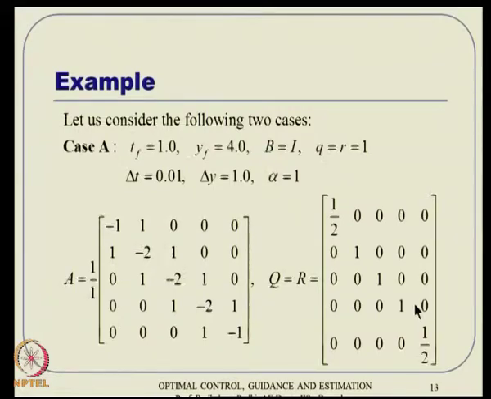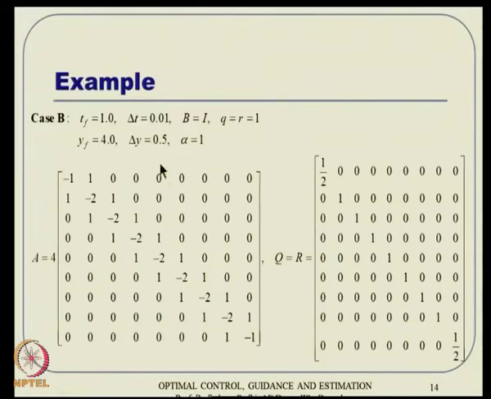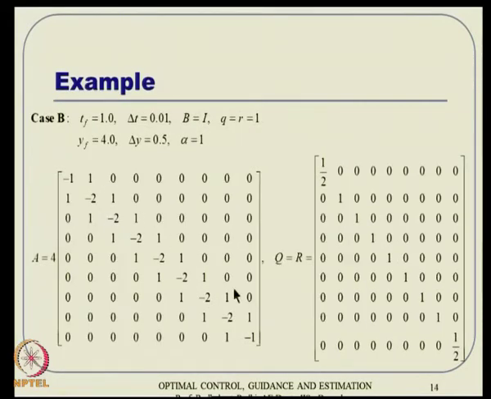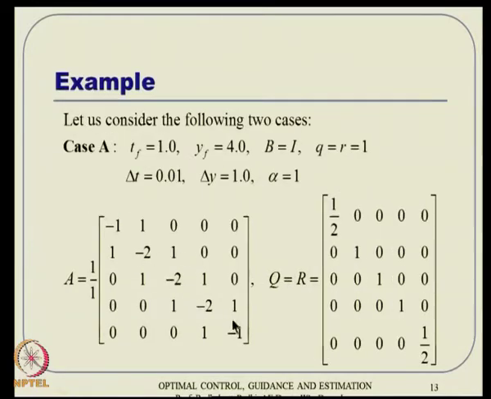We do all that, and then for case B we have taken a slightly different way. For case 1, if you can see the dimensionality is increasing, that means the number of nodes is increased.